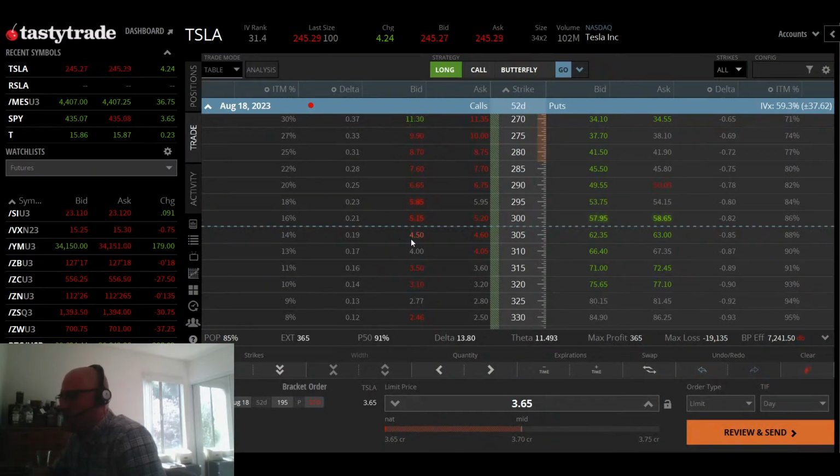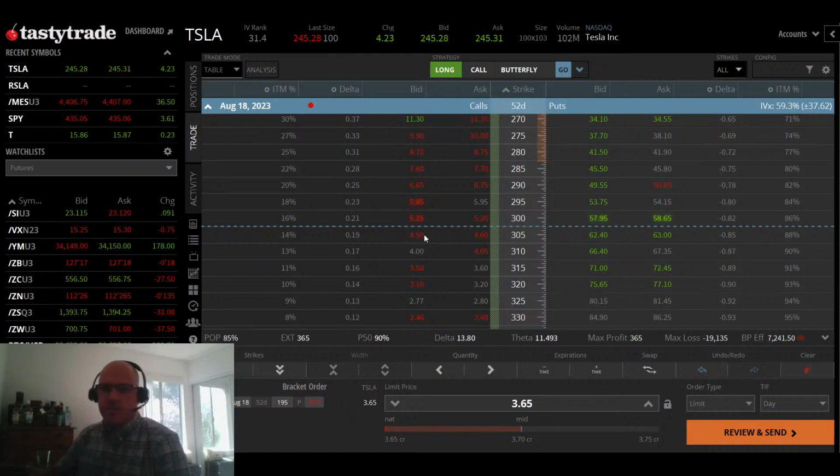Actually, yeah, see, Tesla has a lot of call skew. Again, it's one of those stocks that tend to explode to the upside when it does move. Let me see what my portfolio delta is now that I've closed the first Tesla position and did the AMD position.